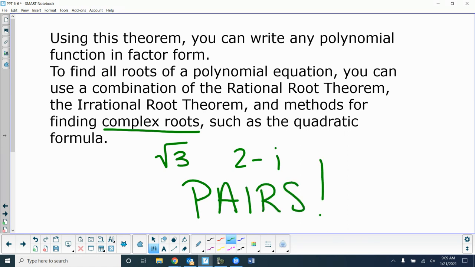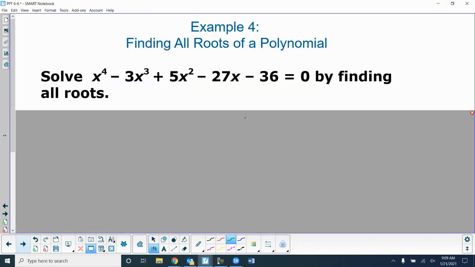Did I spell it right? They always come in pairs. So if there's a square root of 3, its pair is negative the square root of 3. If there's a 2 minus i, what's its pair? 2 plus i. We call them conjugates, right? Remember that? That's nothing new, right? We had that before. All right, so that's finding all the roots. That's what we've been doing, right?